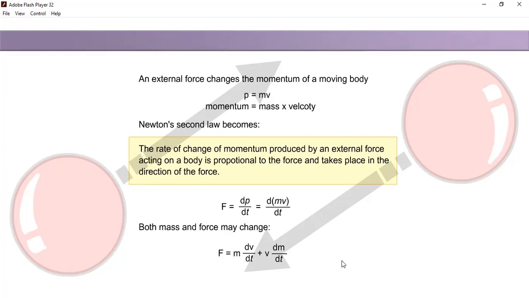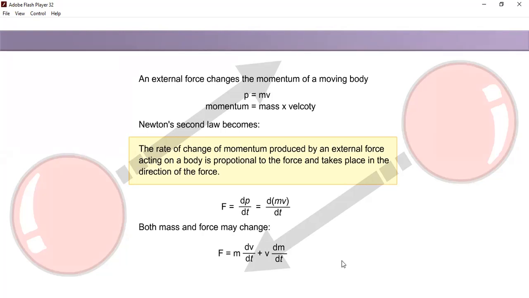Rate of change of momentum: rate of means something divided by time. So the rate of change of momentum means the change of momentum divided by time. That means it is the force. The force produced by an external force acting on a body is proportional to it and takes place in the direction of the force.